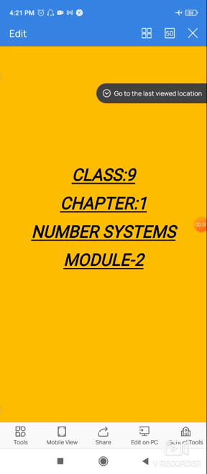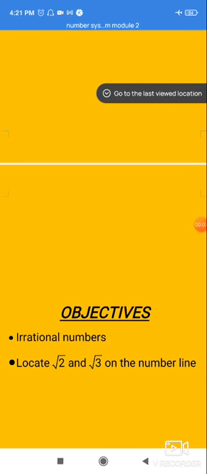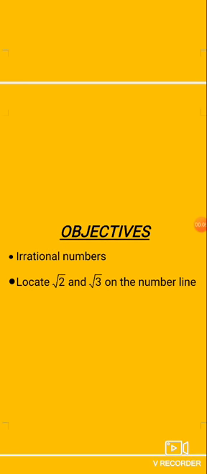Class 9, Chapter 1, Number Systems, Module 2. Objectives: irrational numbers, and locate root 2 and root 3 on the number line.